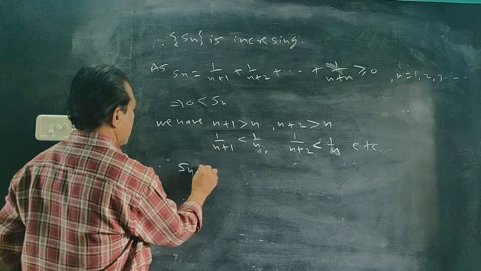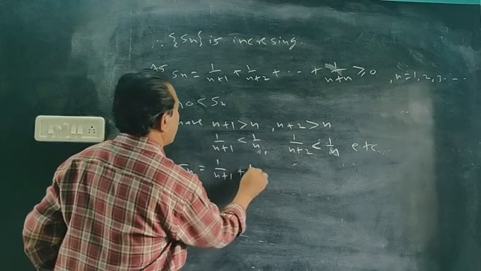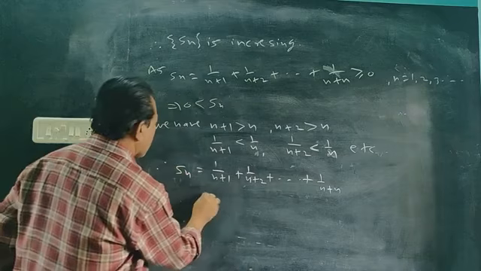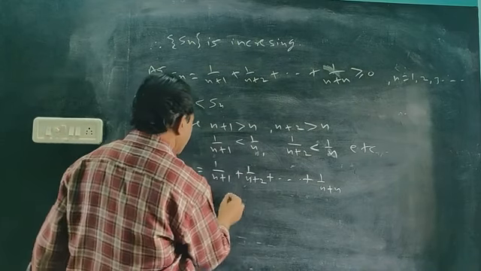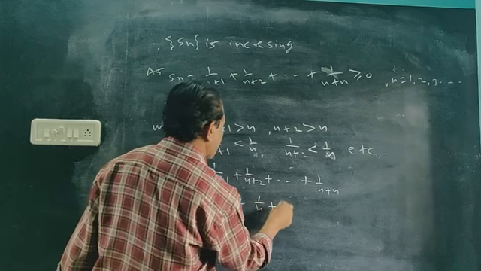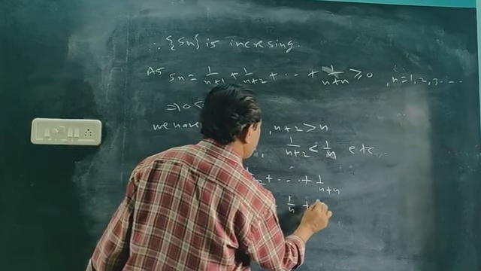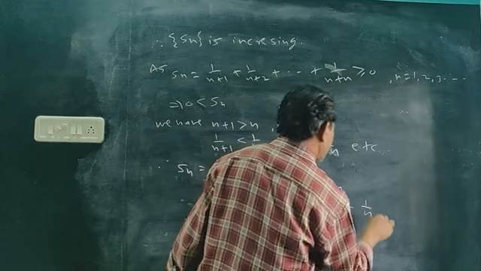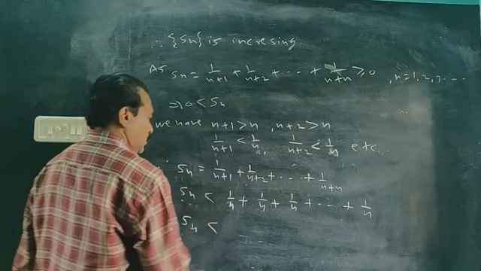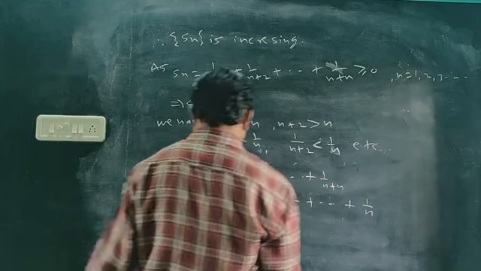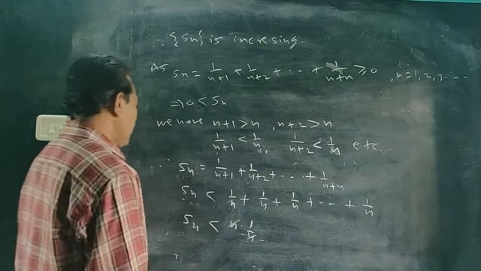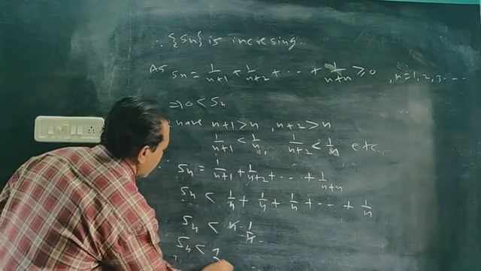So Sn is equal to 1 upon n plus 1, 1 upon n plus 2, and so on, 1 upon n plus n. Put here bigger values: 1 upon n plus 1 less than 1 by n, n plus 2 less than 1 by n, n plus 3 less than 1 by n, and so on. So n plus n also less than 1 by n. So 1 by n, 1 by n, how many times? n times. These terms are n times, so n times 1 by n is 1. So Sn will be less than 1.